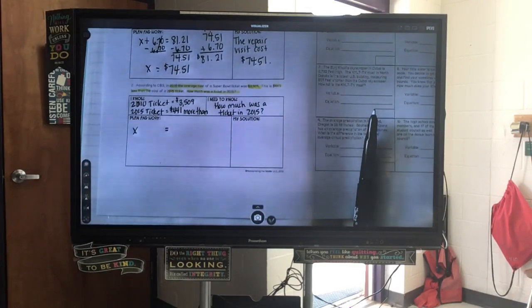Because ultimately, what are we about to do in order to figure out what X is? What are we going to have to do here? Subtract. That's going to give us a smaller number than 3,500, right? And we just discussed that the cost of the ticket in 2015 is more than the cost of the ticket in 2010. So what do we have to do? We have to subtract it.